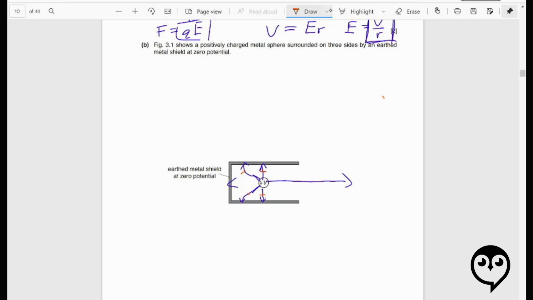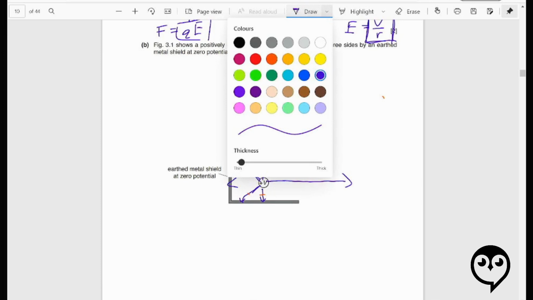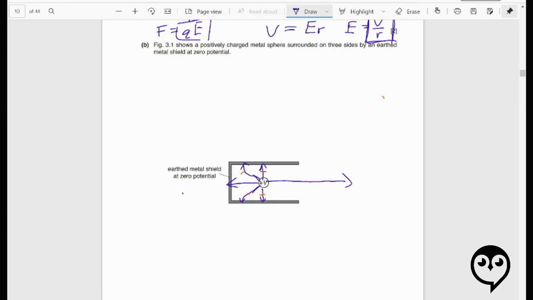How would you go about drawing these field lines? Okay. Right, and I think we would have one coming out here, and it might just head out this way. This one might just head out like that. Let's see what they say.